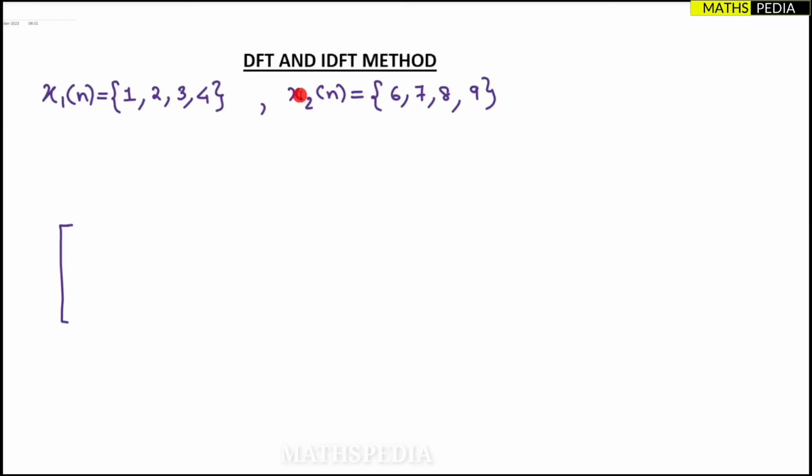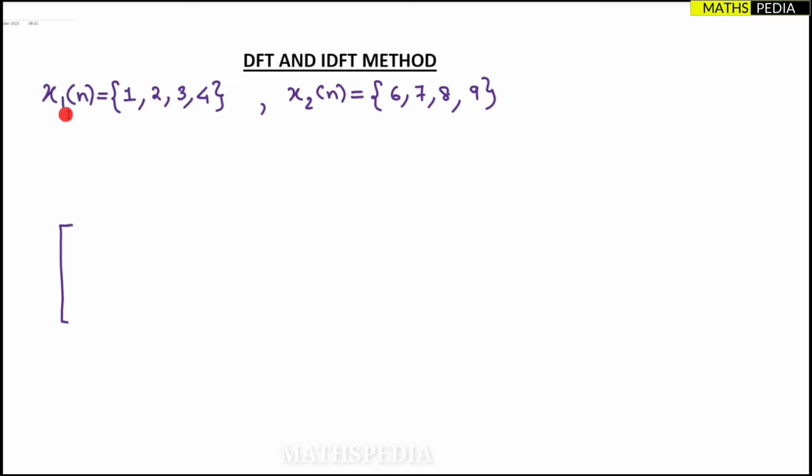So in this video, we'll be discussing the DFT and IDFT method by which we'll be solving the circular convolution. This is also called Stockham's method. First we have to find the DFT, then we will go for the IDFT, and then we'll get the answer for the circular convolution. So this is the method.